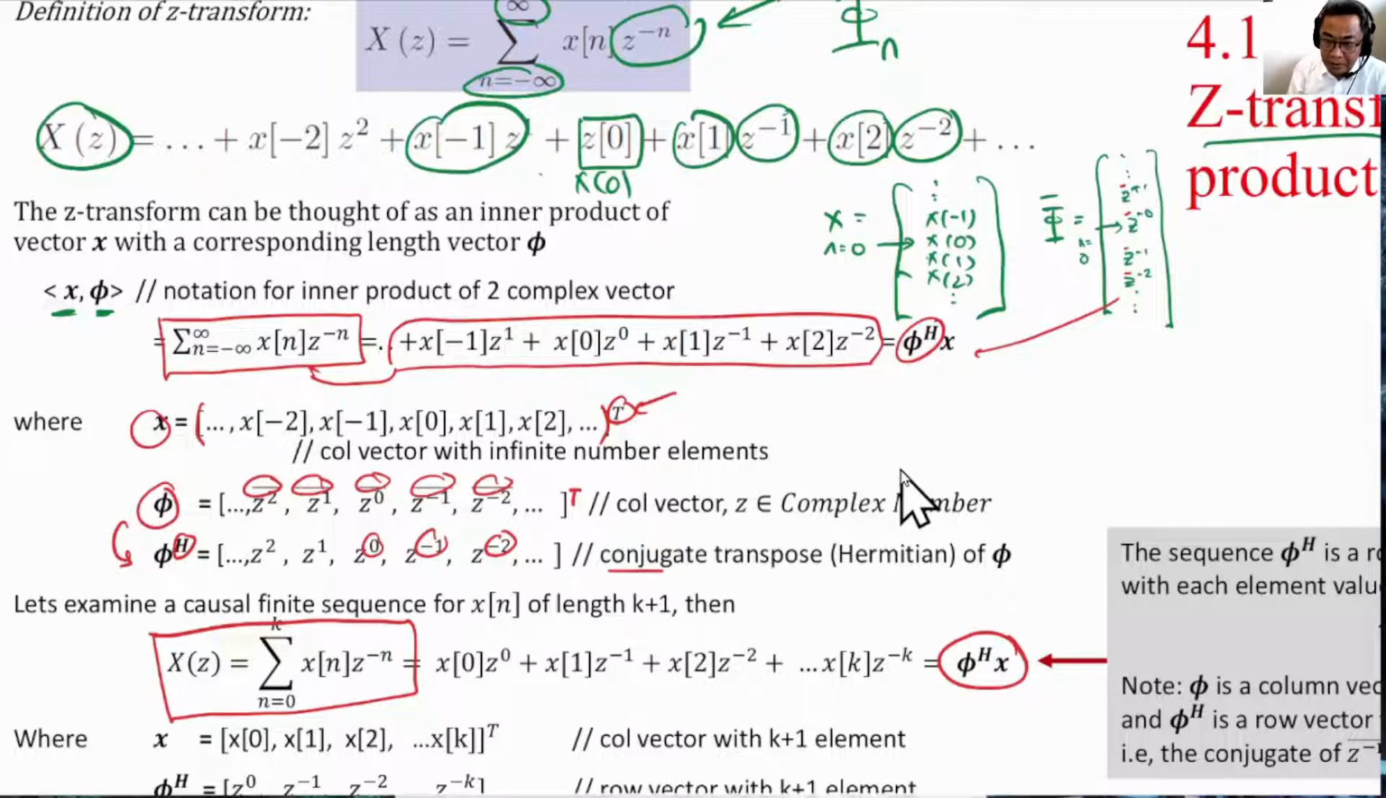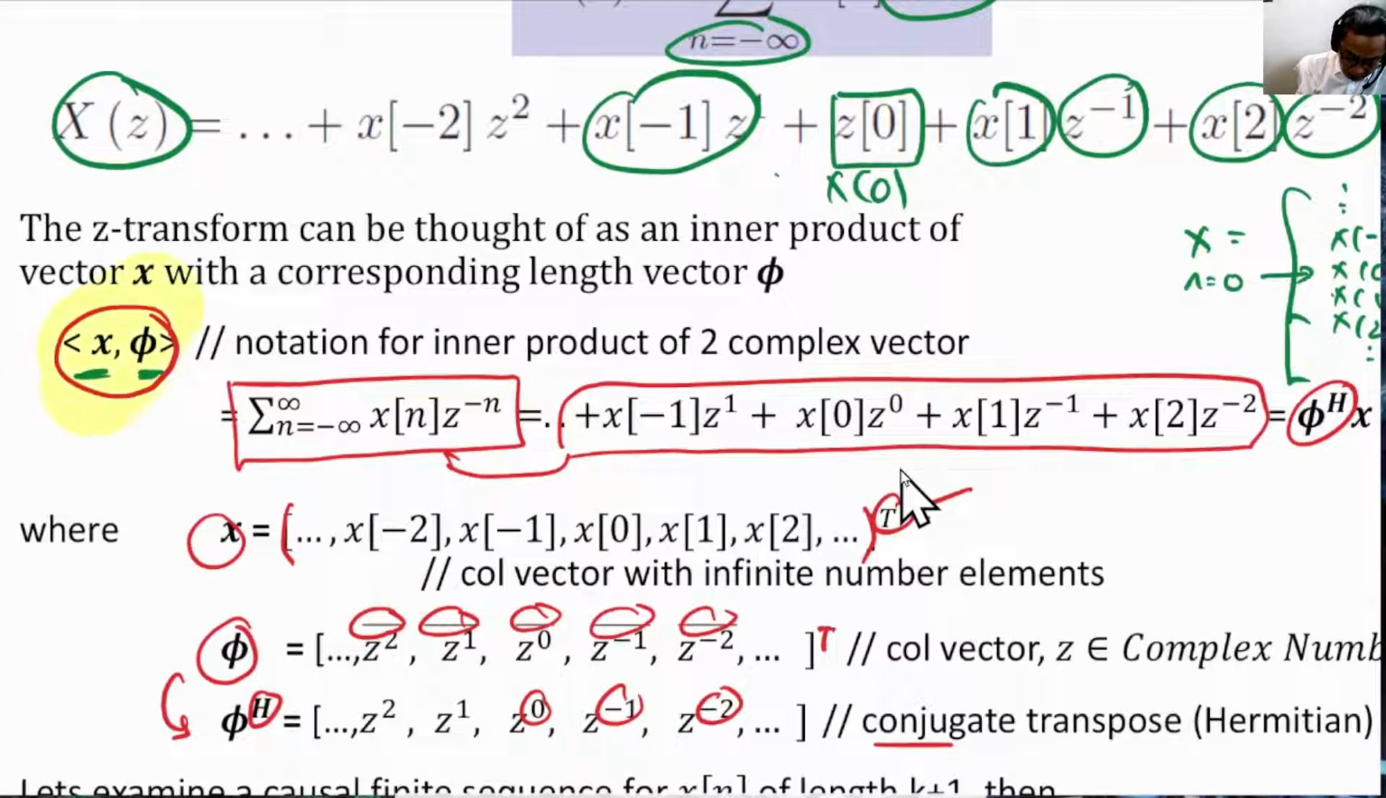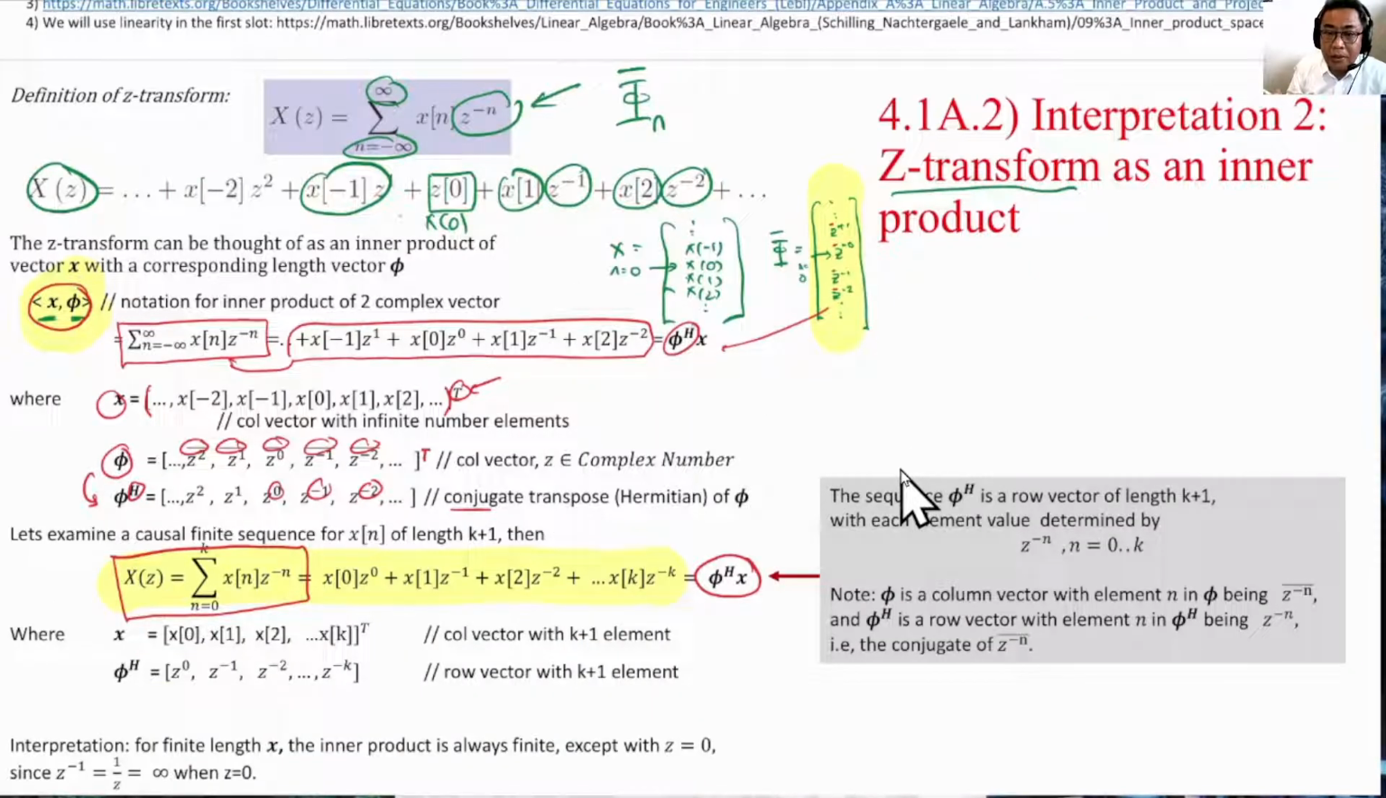The take-home message is this: the inner product, which is this guy over here, is ultimately represented as this equation. We are projecting the sequence x into a sequence phi, where phi takes this form. And because we are dealing with complex vectors, the inner product in the second entry needs to be in its conjugate form.